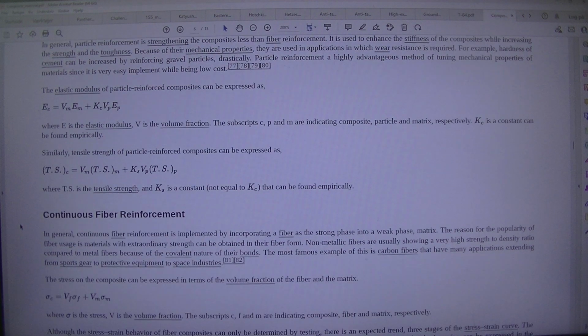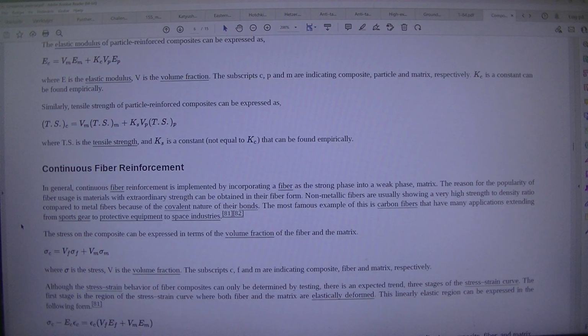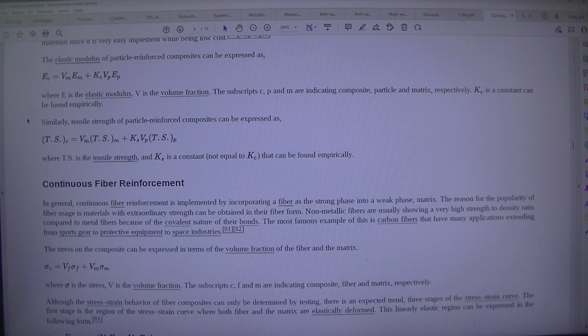The elastic modulus of particle reinforced composites can be expressed as follows, where E is the elastic modulus, V is the volume fraction, and the subscripts C, P and M indicate composite, particle and matrix, respectively. K is a constant that can be found empirically. Similarly, tensile strength of particle reinforced composites can be expressed as follows, where TS is the tensile strength, and n is a constant, not equal to K, that can be found empirically.